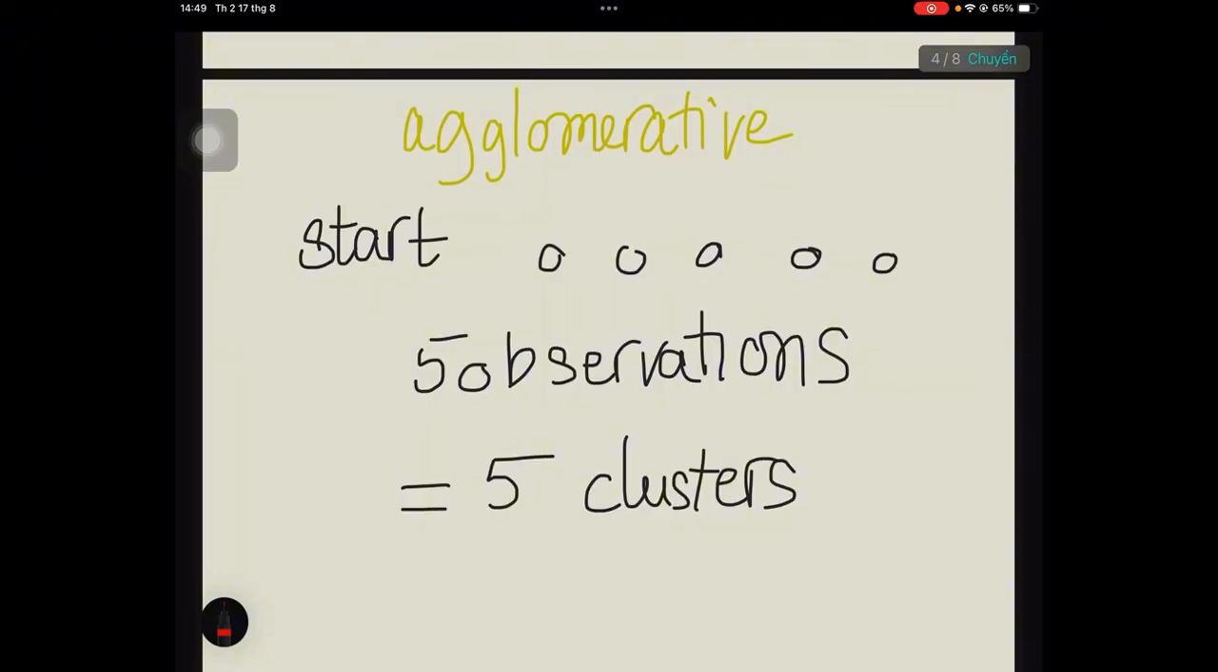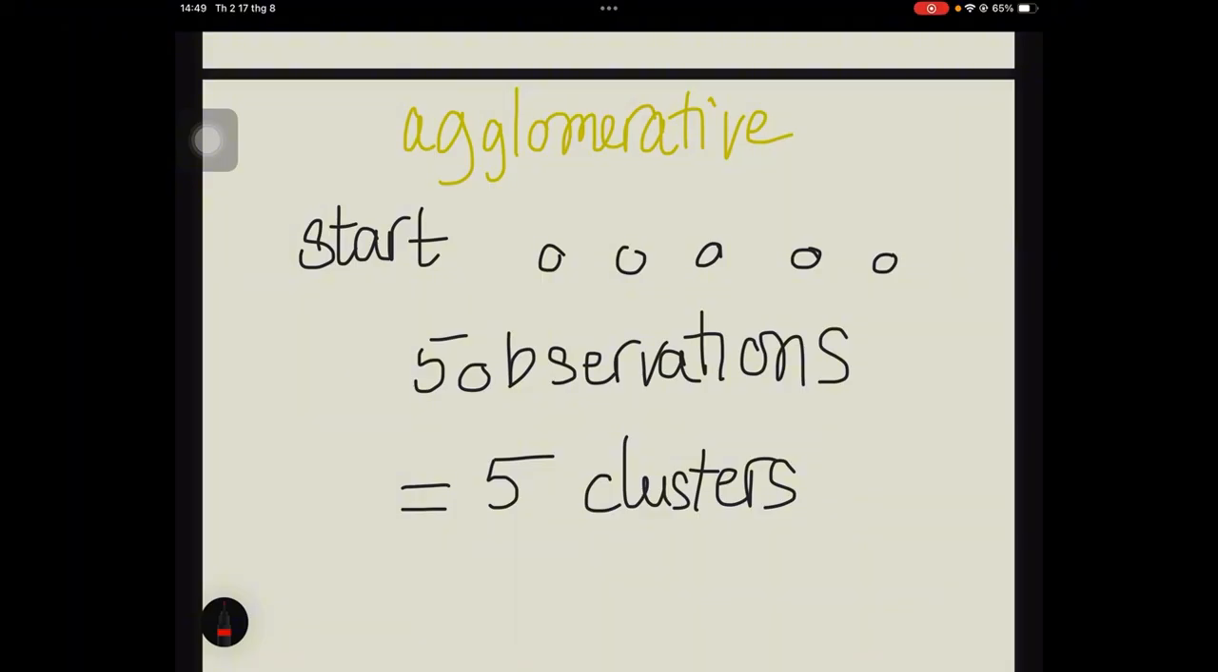Let's start with the more common approach, agglomerative hierarchical clustering. Think of the word agglomerate as meaning bringing together. We begin at the bottom. Every observation is treated as its own individual cluster. Suppose we have 5 observations. We naturally have 5 clusters. Nothing has been combined yet.